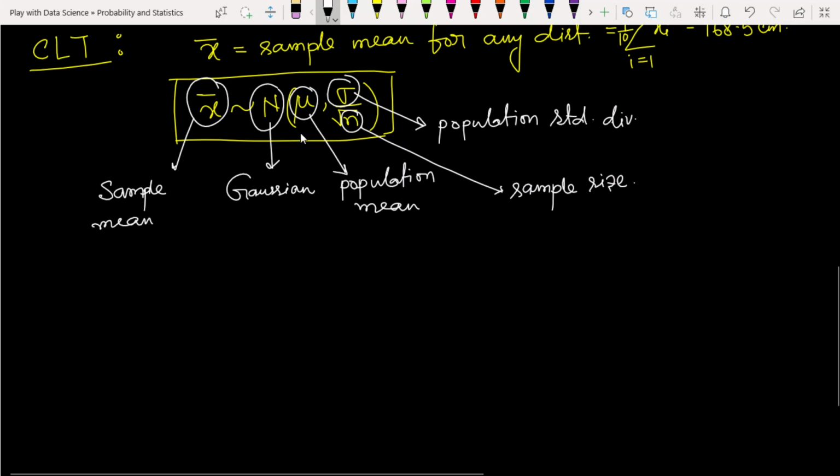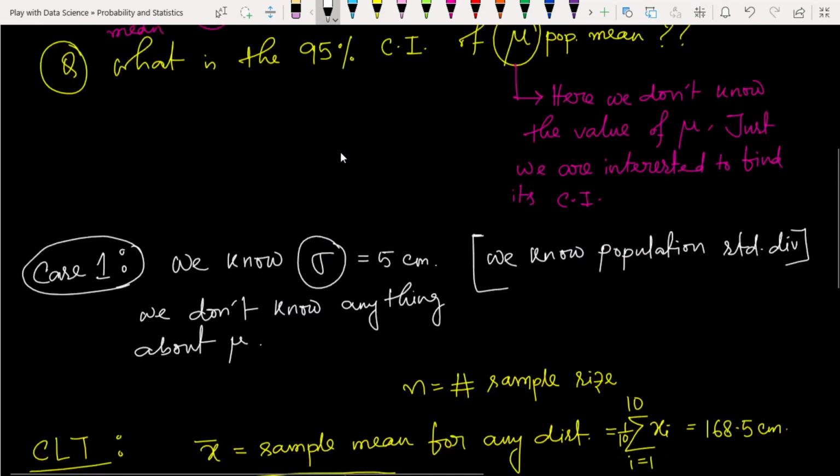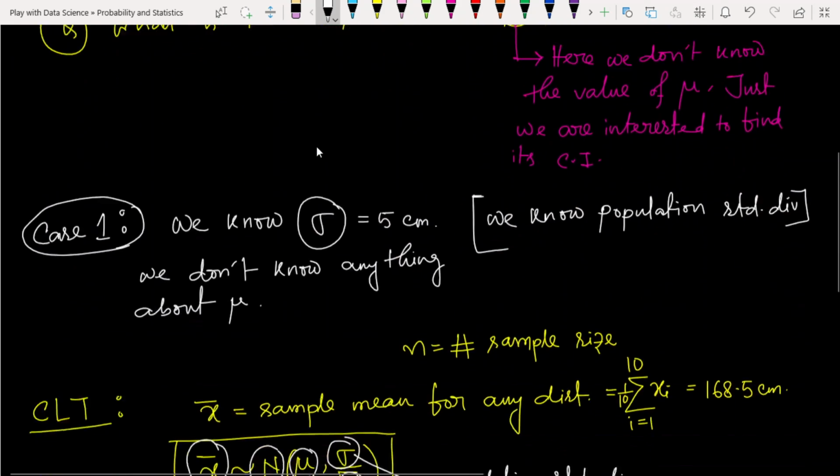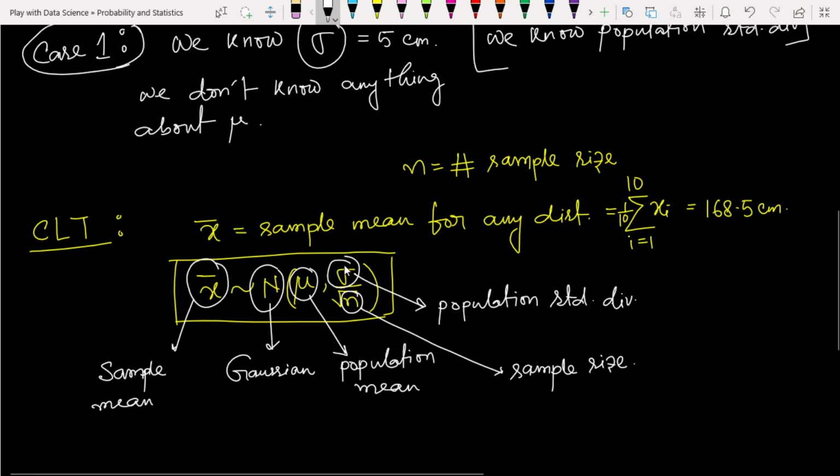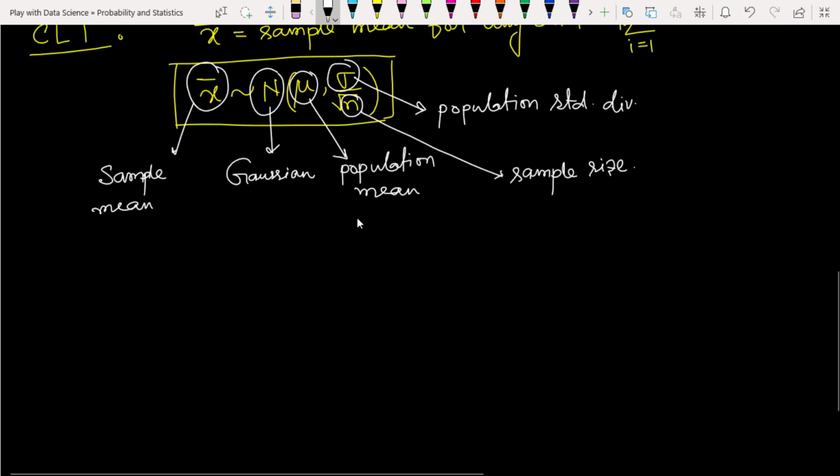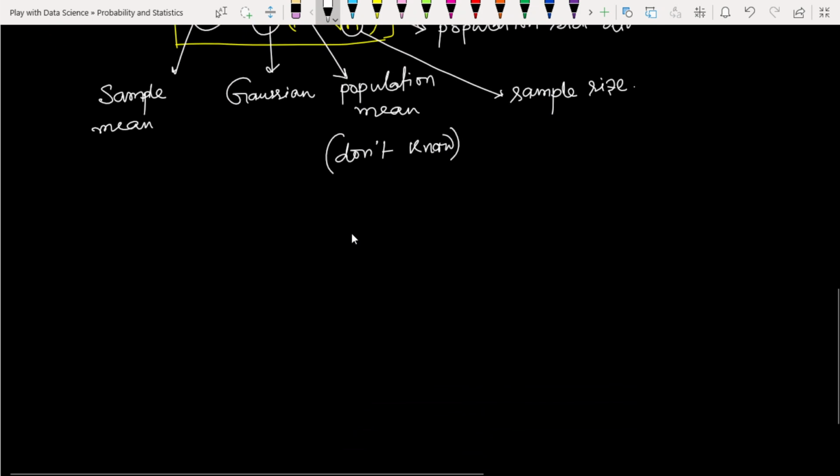But here we don't know anything about our mean, and we only know the standard deviation. Sorry, we have only known the population standard deviation, but we don't know anything about our population mean. We don't know it.